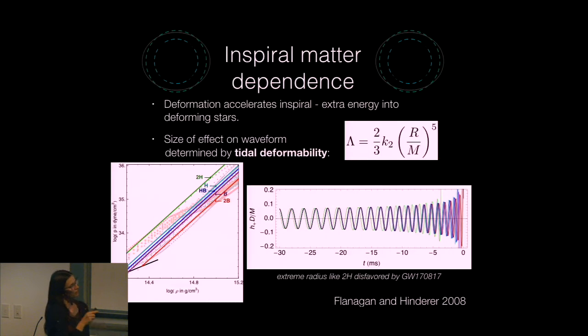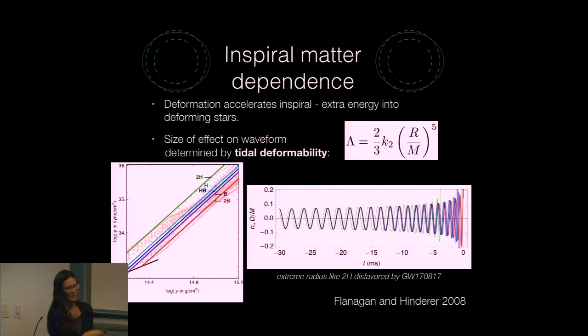So the first signature of matter on the inspiral comes from tidal deformations. As the stars deform, there's some energy from the orbit going into the deformation, as well as energy being lost to gravitational waves. So the result is that the neutron-star tidal interaction induces or polarizes each component star and accelerates the inspiral. Depending on what framework you're in, it makes the effective potential of the two stars more attractive, or it takes additional energy away from the orbit. And the particular size of this effect on the gravitational wave can be characterized by this tidal deformability parameter.